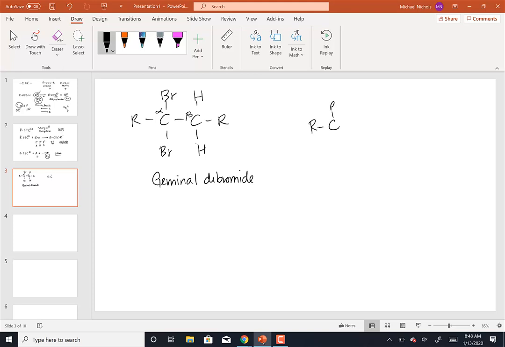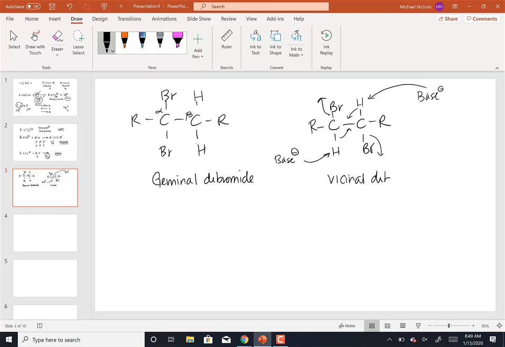I could say, how about I put the bromines on two adjacent carbons? So that way, my first equivalent of base could come in and grab that hydrogen and then kick the bromine off. I know it's not anti-periplanar, but again, it's an acyclic system. And then my second equivalent of base could come in, grab this hydrogen, and kick that bromine off. So do my bromines have to be attached to the same alpha carbon? No, they do not. Instead, they could be what is called vicinal. They could be a vicinal dibromide, which means that the two bromines are 1,2.